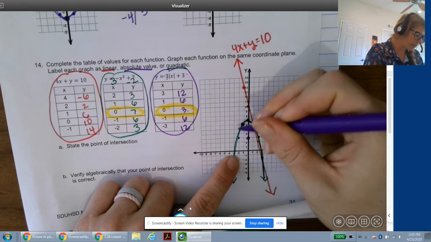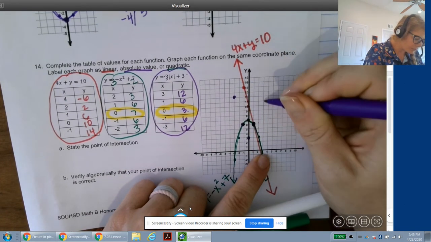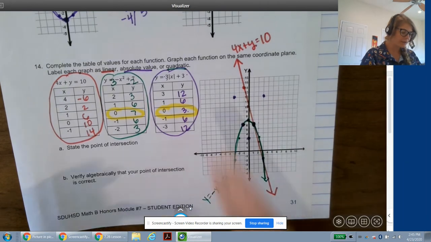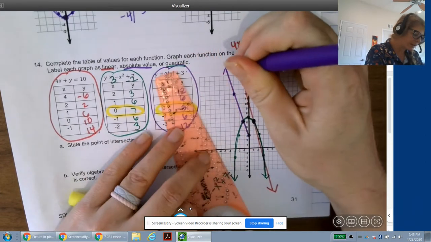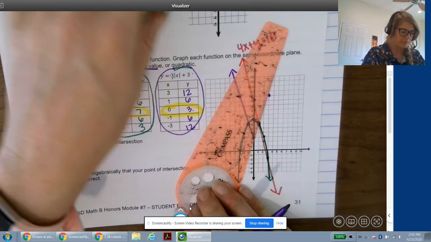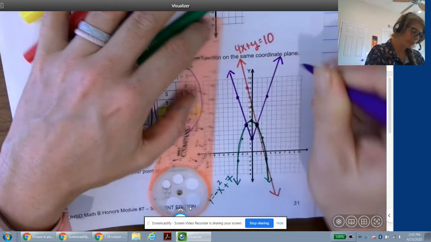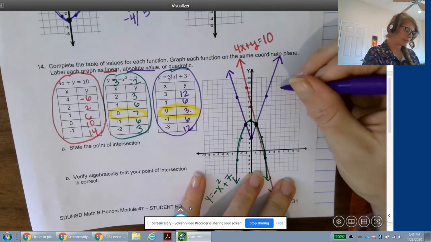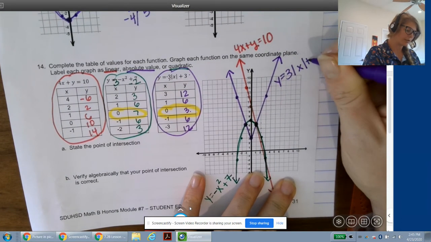Negative 3, zoom up to 12. 3, zoom up to 12. Since I know these are 2 lines with opposite slopes, I can go ahead and grab my straight edge. And this is y equals 3 times the quantity of absolute value of x, all plus 3.